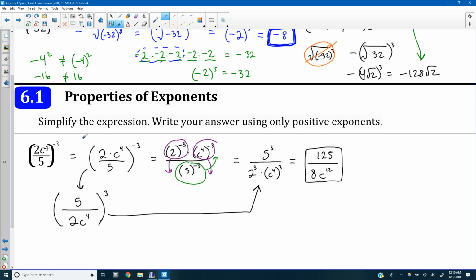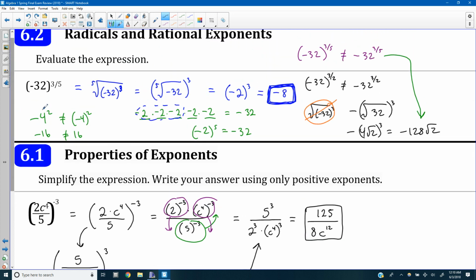Now, I was going to say you can double check your answer by plugging in a number into here, but that number is rather large. I'm going to avoid talking about that kind of thing right here and right now.